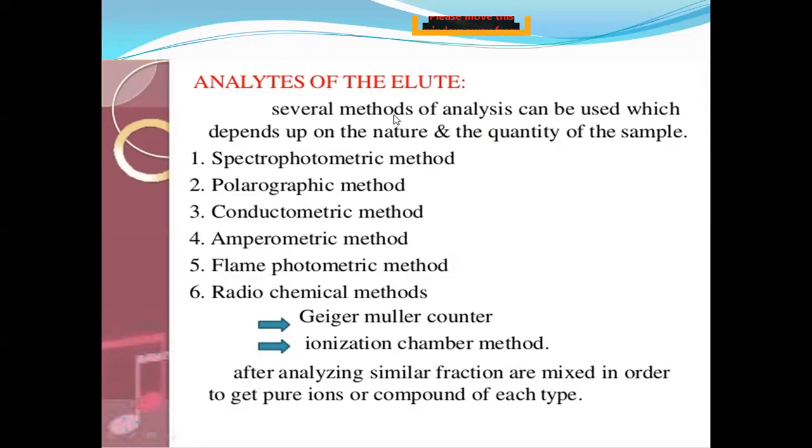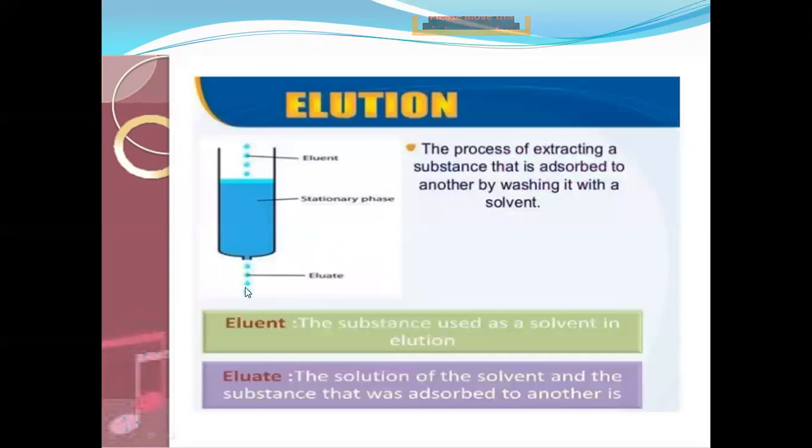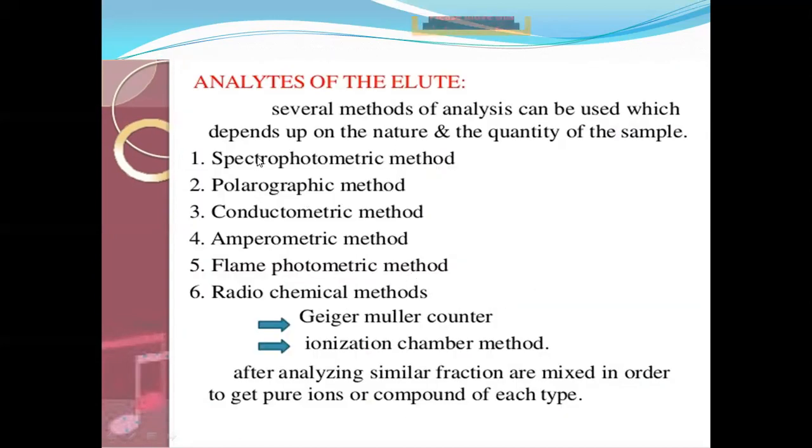Automated method means that whatever eluate is collected here is connected to a detector followed by a recorder. So that is automated ion exchange chromatography. In automated ion exchange chromatography, these are the detectors. Our ion exchange chromatography may be connected to any one of them.